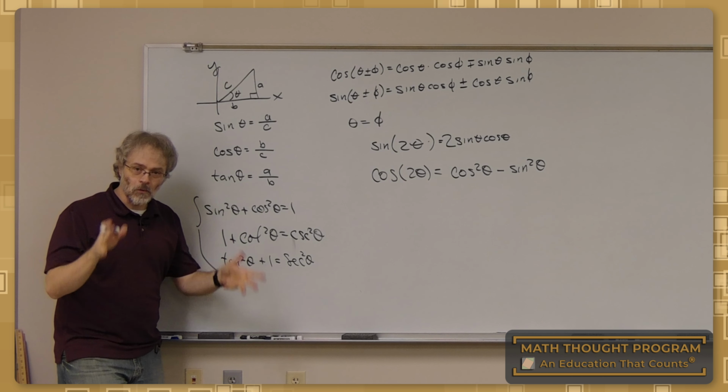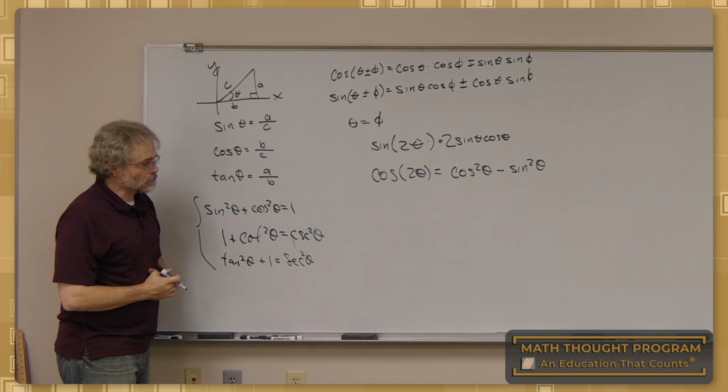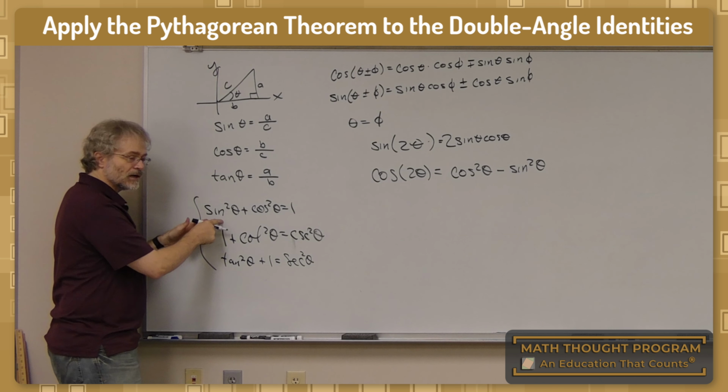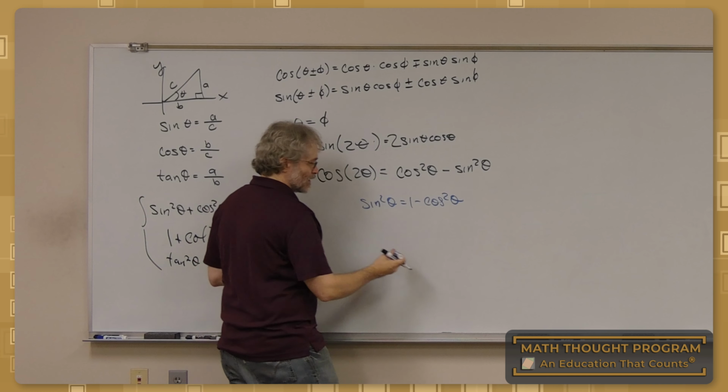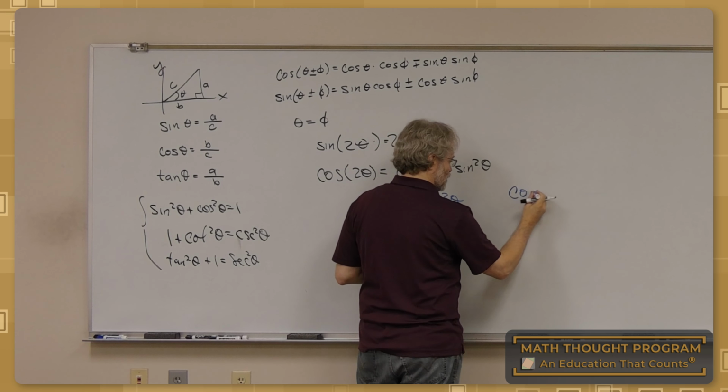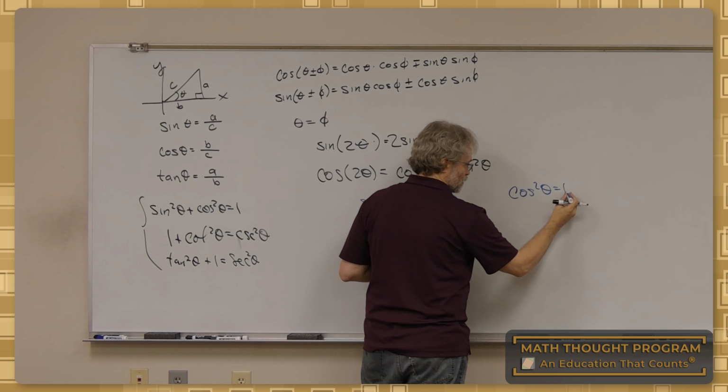But you know what we can do a little bit more? I can actually apply the Pythagorean theorem. The Pythagorean theorem is a very, very useful theorem. And I can take maybe the cosine and just chunk it to the other side. Or I can do the other way. I can take maybe the sine and throw that to the other side.